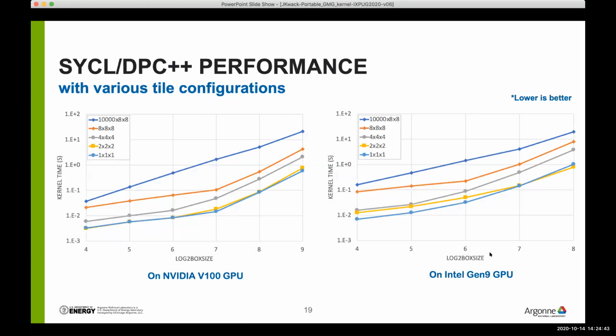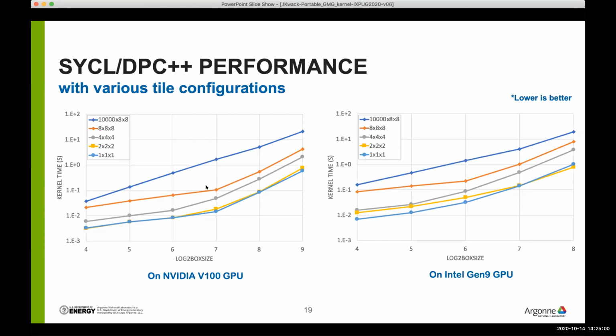So this is the SYCL performance for exactly the same source code. I just used a different compiler and different architecture and just ran it. This is wall time, so lower is better. For the big block size, which means a smaller number of blocks, we have the lowest performance.